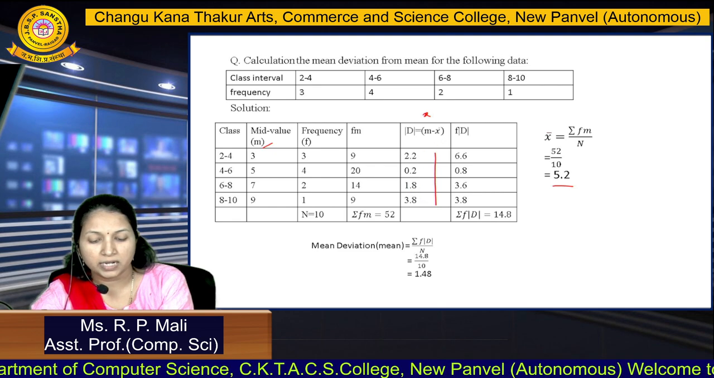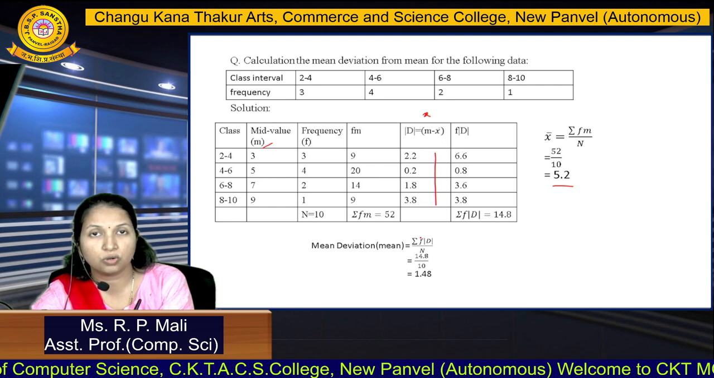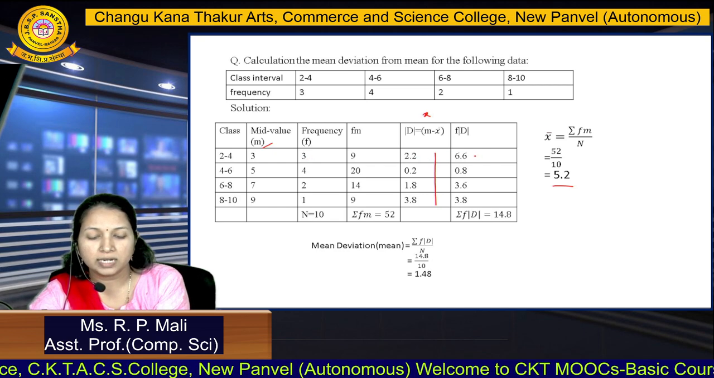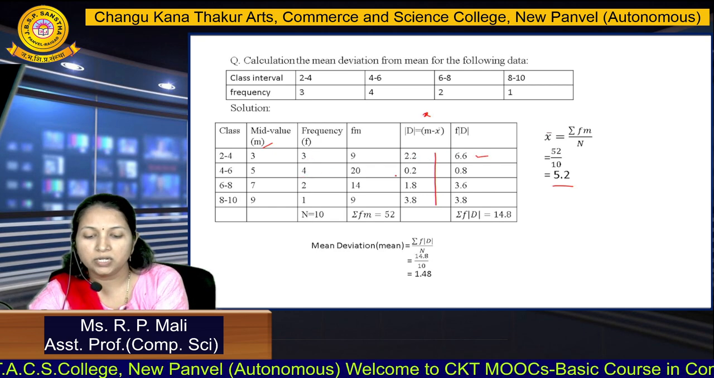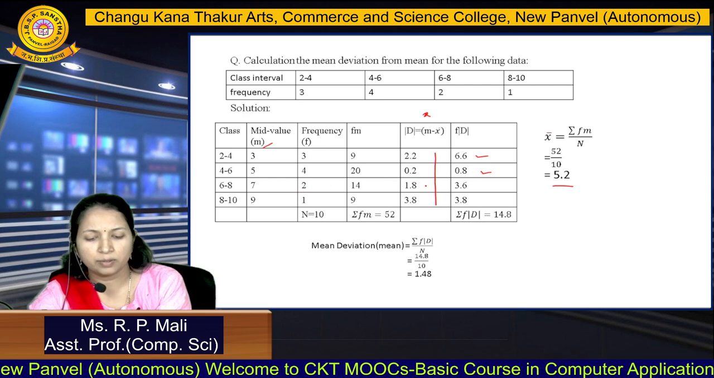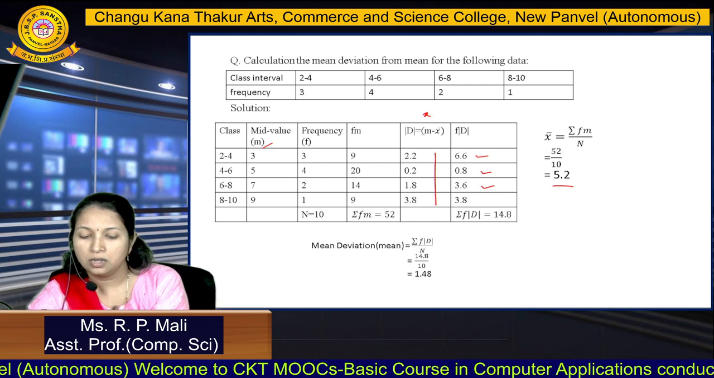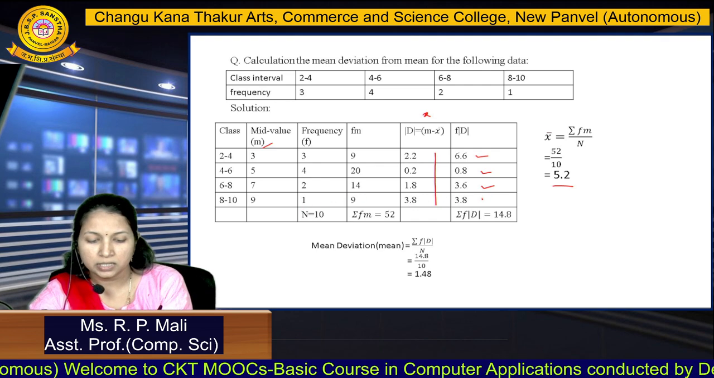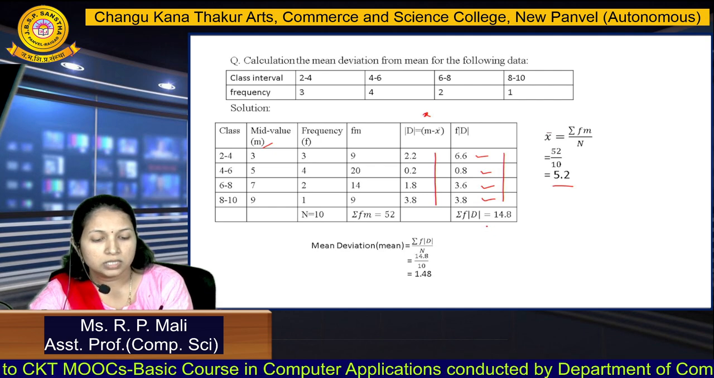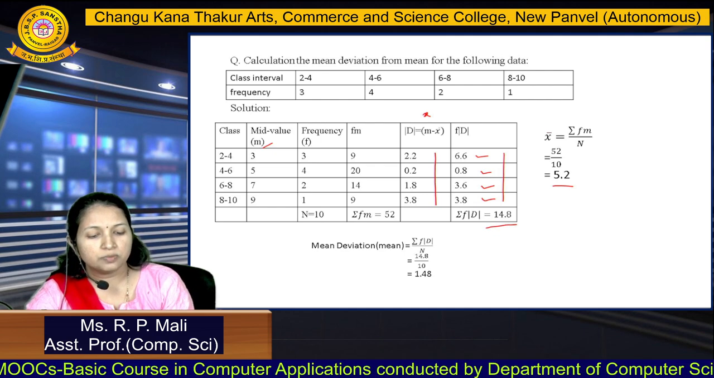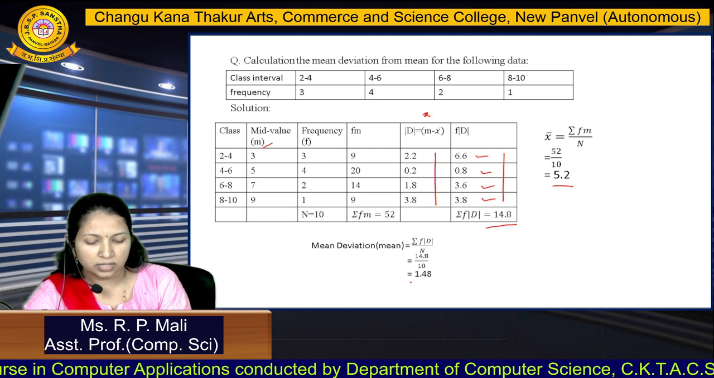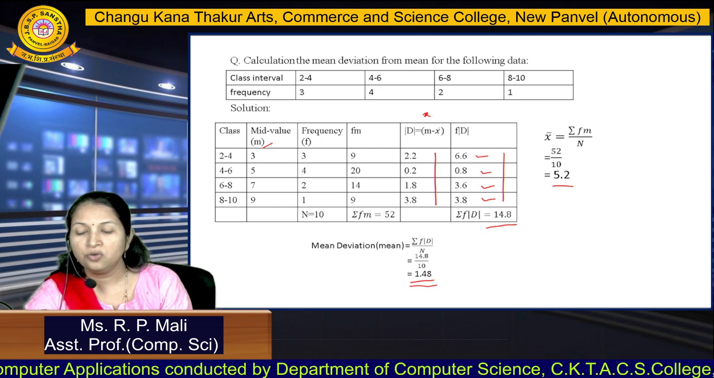Okay, after subtracting, we're going to multiply this deviation column with the frequency. So 3 into 2.2, you will get 6.6. 4 into 0.2, you will get 0.8. 2 into 1.8, you will get 3.6. 1 into 3.8, you will get 3.8. After that, you're going to find the summation of this column. The summation of this column is what? 14.8. So 14.8 divided by 10, you will get a final answer as 1.48.